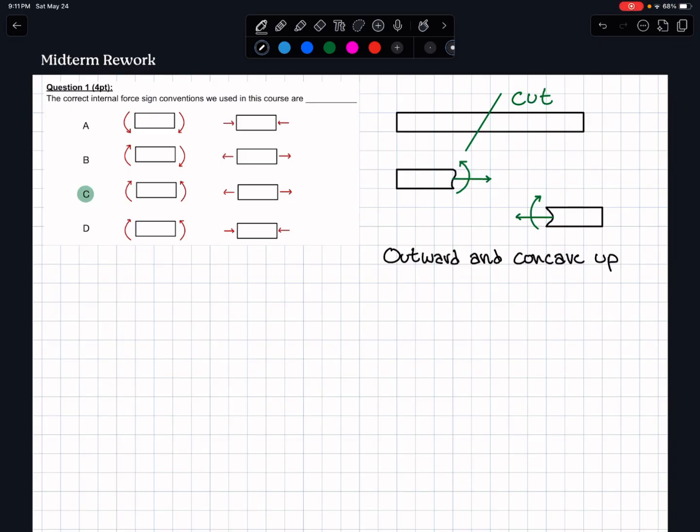Combining the two different sides, here, that's not working, and the other side, we get that the answer is C, where both sides are concave up and both normal forces are facing directly outward.